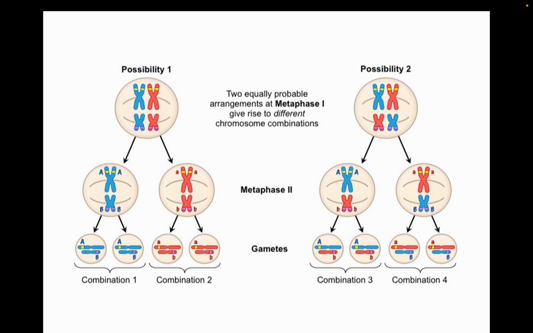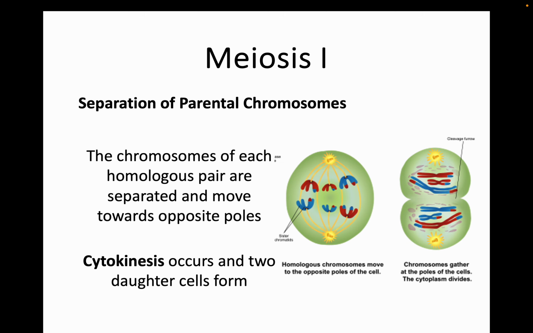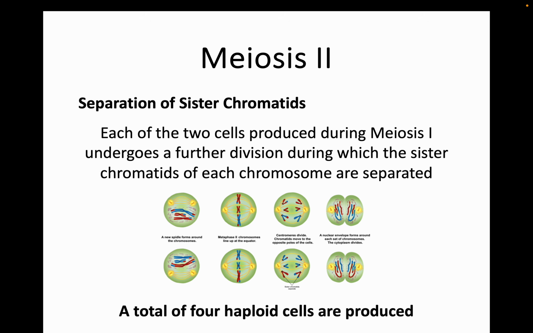So again, if you look at these two possibilities here of just these two different pairs, depending on what side they're on at the equator and then get pulled apart, that leads to a bunch of different combinations taking place. So again, this independent assortment is going to lead to variation. At this point then, the spindle fibres are going to pull the chromatids apart, they're going to travel to the opposite poles, and just like in mitosis, cytokinesis is going to occur. So you're going to have two daughter cells forming at this stage.